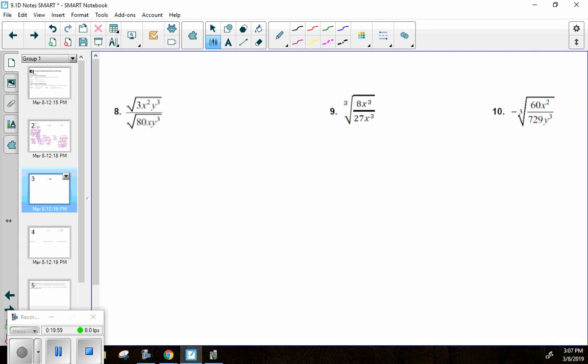And I'll give you a big hint on number 9. Remember, it pays off a lot of times if you simplify anything that can be simplified before you get started.